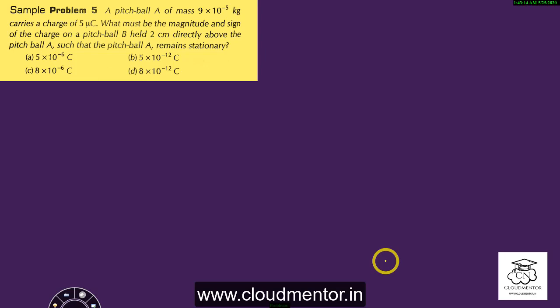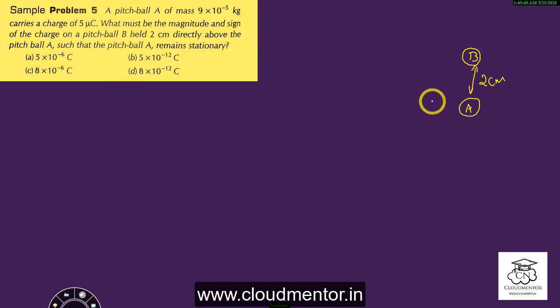Here the situation is like, a pith ball A is placed here and another pith ball B is placed directly above pith ball A, and the distance between them is given as 2 cm. And the question is, what must be the magnitude and sign of the charge on pith ball B held 2 cm directly above the pith ball A, such that the pith ball A remains stationary?